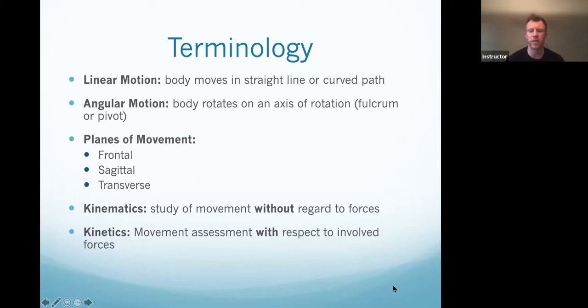Kinematics is the study of movement without regard to forces. So we're not worried about the force. Kinetics is movement assessment with respect to involved forces. So basically one is without talking about forces, and in the other, force is a factor. So again, just some general definitions. Hopefully you understand those as we go forward.